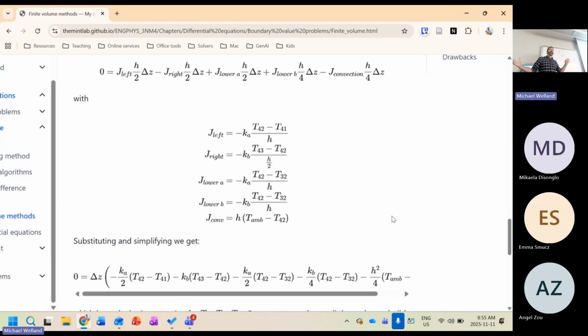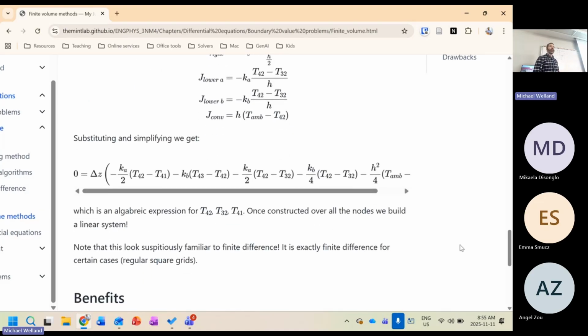And then you smash it all together, right? You've got all the parts of your equation. You plug all these guys into this. You get this big nasty thing. And now you have an algebraic equation for all of these guys.